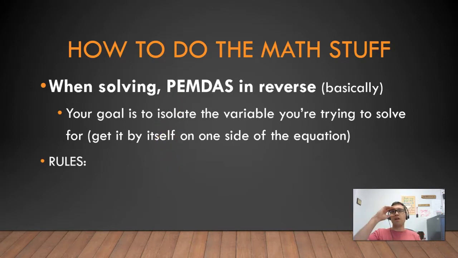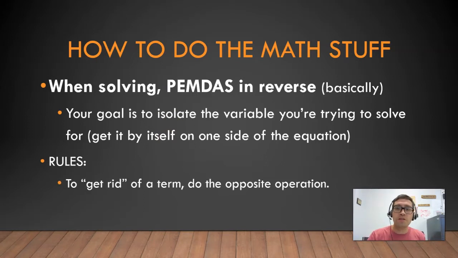A couple of rules that you've got to remember from Algebra 1 when you're solving equations. Rule number 1, to get rid of a term, you do the opposite operation. Add is the opposite of subtract, multiply is the opposite of divide, and vice versa. And the other opposite that a lot of people forget is squaring and square rooting. We're going to talk about that in a minute as well.